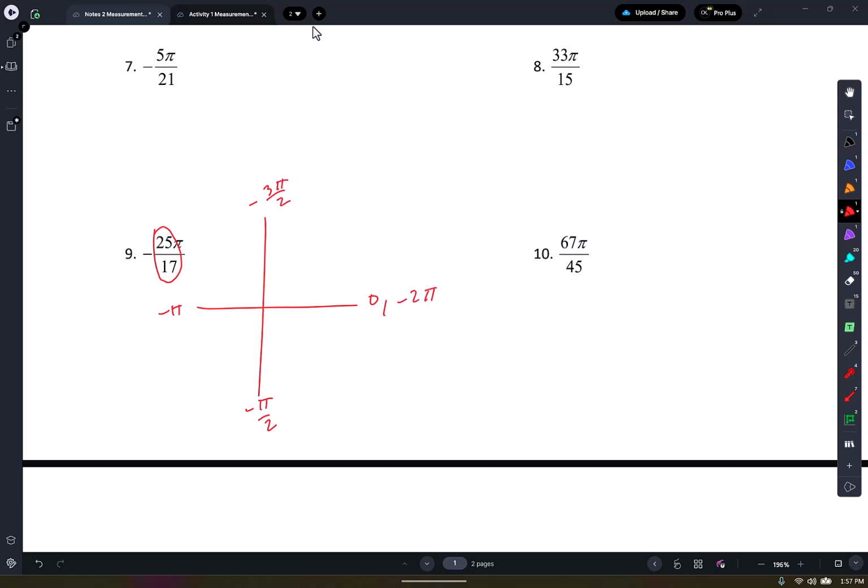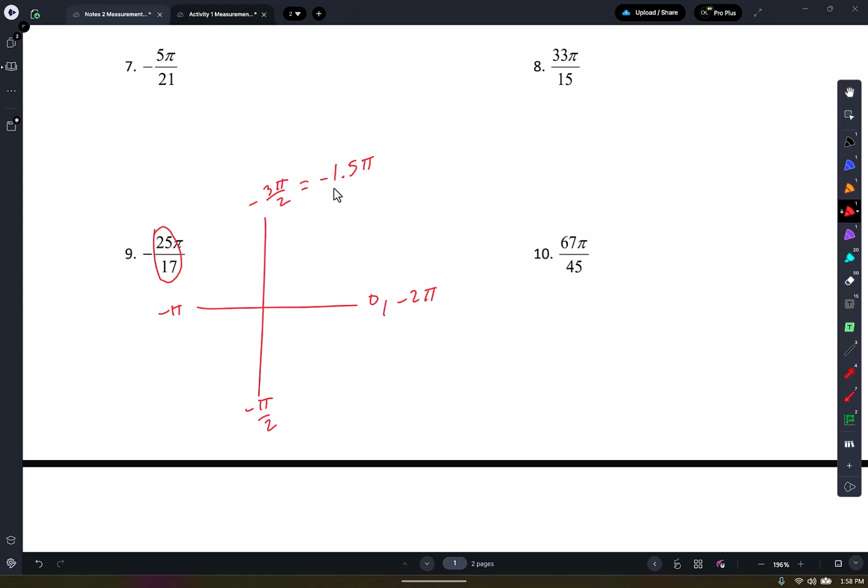This one's actually really close. 25 over 17. Let me see. Is there any hacks? I would probably take a calculator because that one's really close. It's actually smaller than 1.5, but that takes experience. This is negative 1.5 pi. Do you guys agree that negative 3 pi over 2 is negative 1.5 pi? So I'm going to do that.